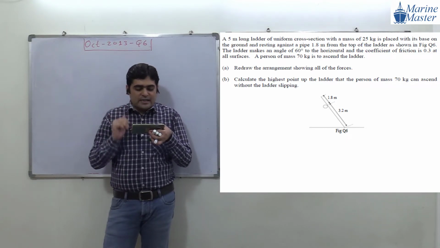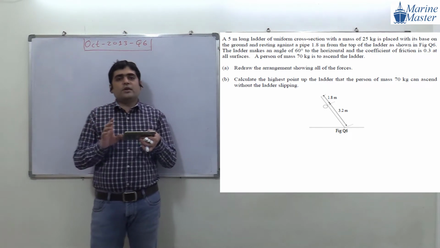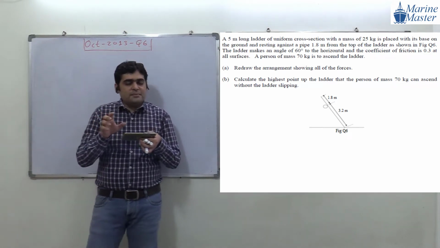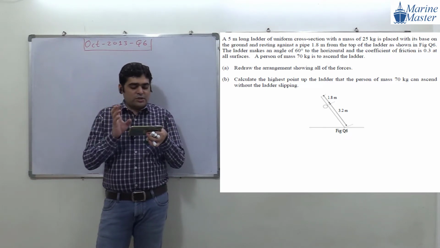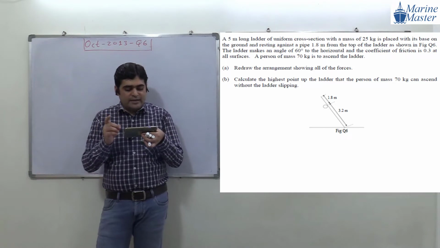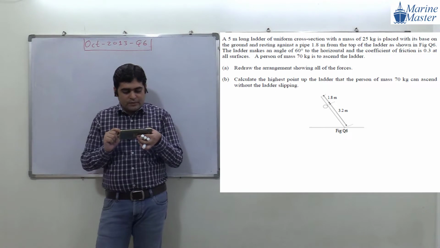Now in part A, what are they asking? Redraw the arrangement showing all of the forces. We have to draw the diagram of the ladder and show all the forces acting on that ladder. And the next point is what they are asking us in part B. Try to see part B.